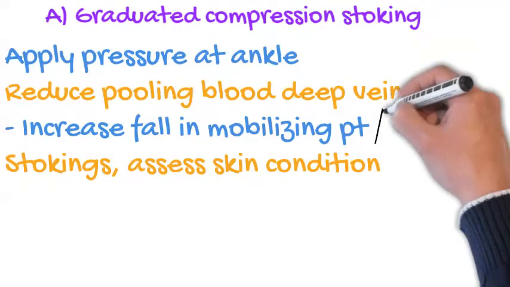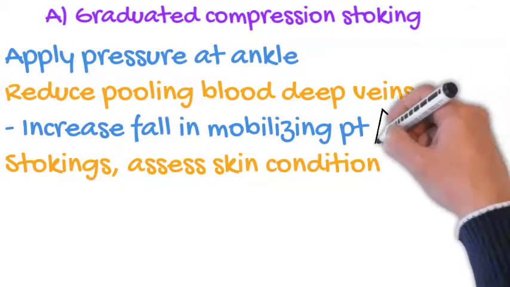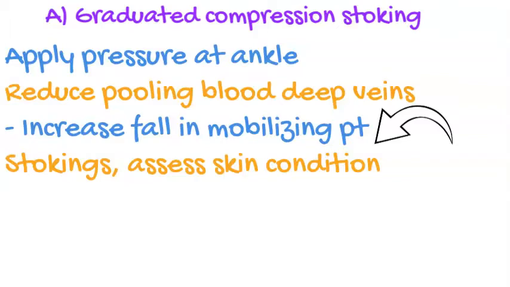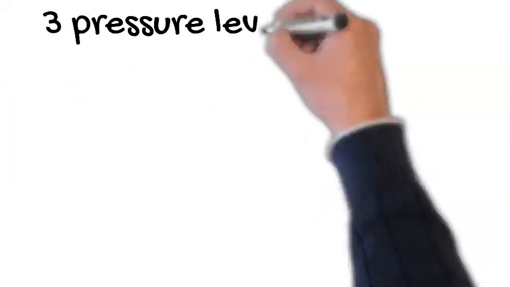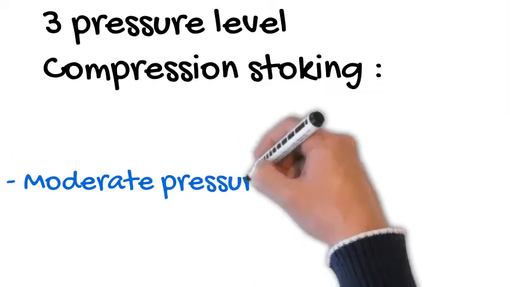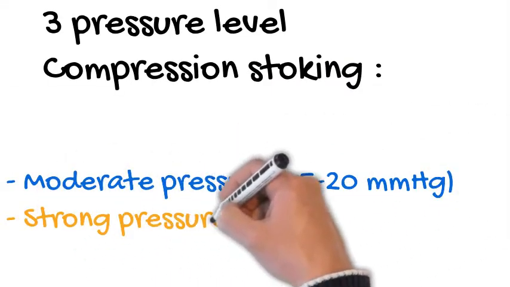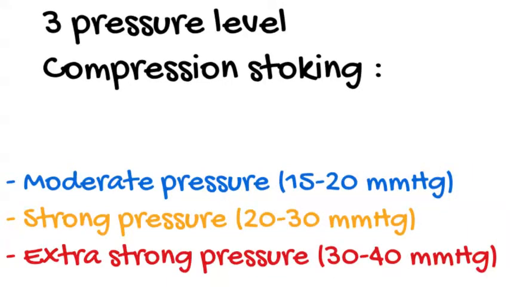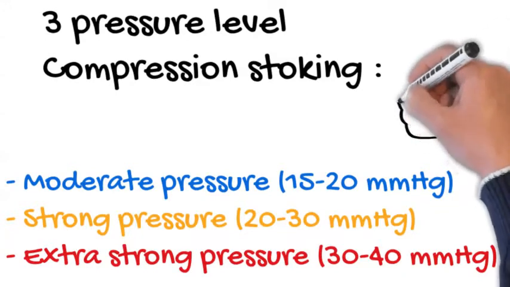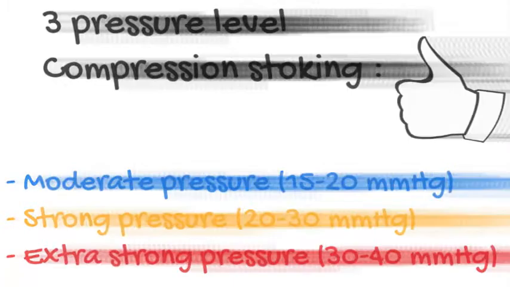Graduated compression stocking may increase risk of falls in mobilizing patient. Patients should wear appropriate non-slip footwear. Stockings must be removed daily to assess the skin condition and perfusion and provide skin care. There are 3 different pressure levels of compression stocking. A. Moderate pressure, around 15 to 20 mm mercury. Strong pressure, around 20 to 30 mm mercury. Extra strong pressure, around 30 to 40 mm mercury.